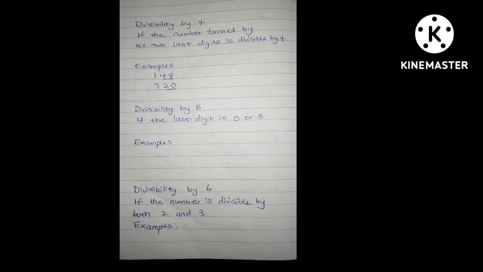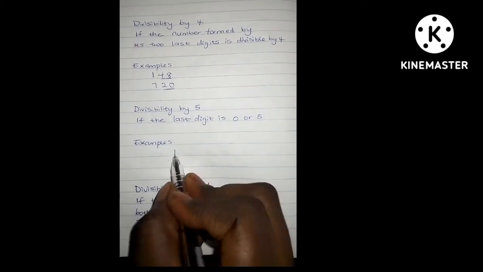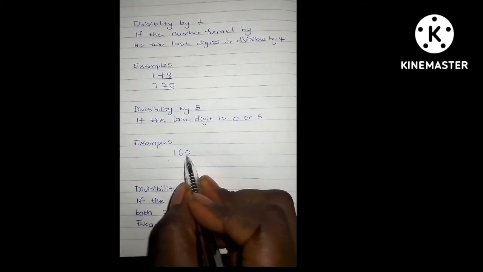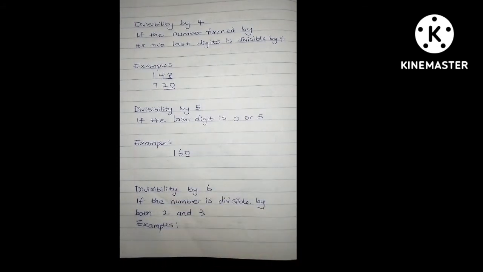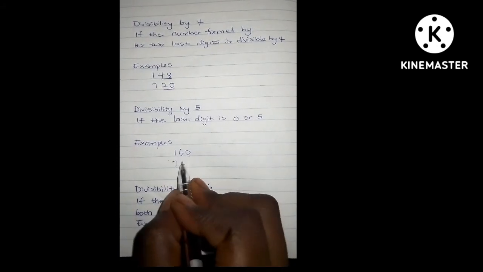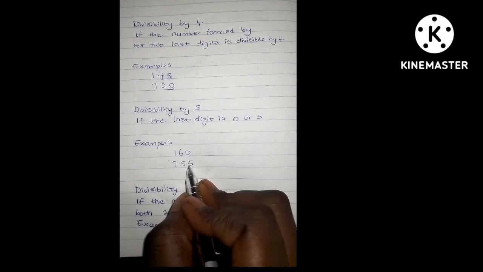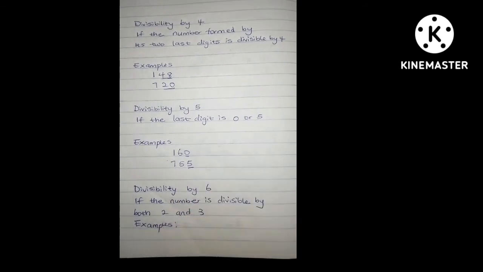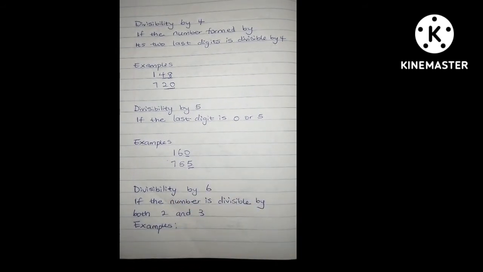So we're going to look at the next, which is divisibility by 5. The number is divisible by 5 if the last digit is 0 or 5. For example, we have 160. It's ending with 0, so it is divisible by 5. We have 755. The last digit is 5, so it is divisible by 5.